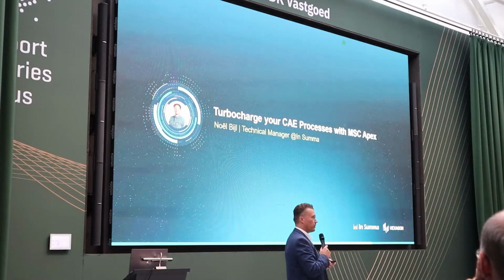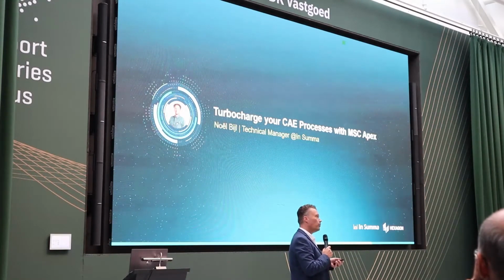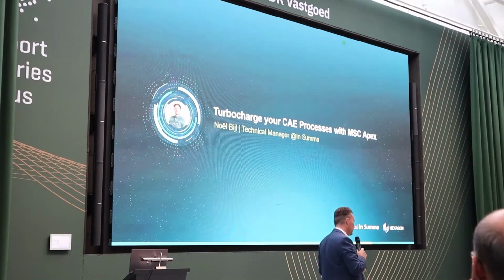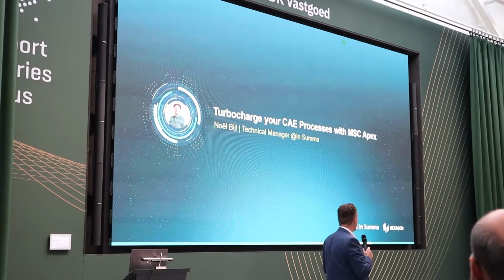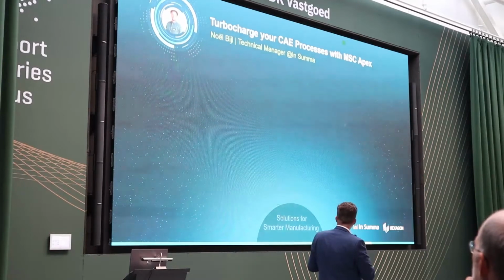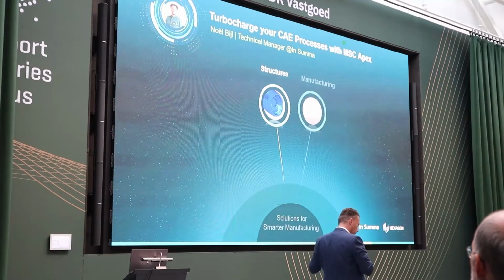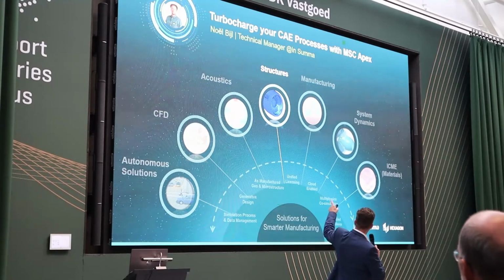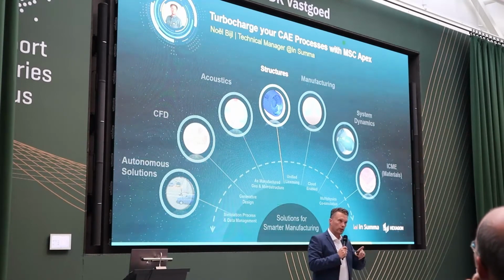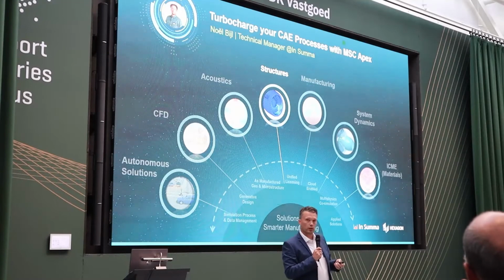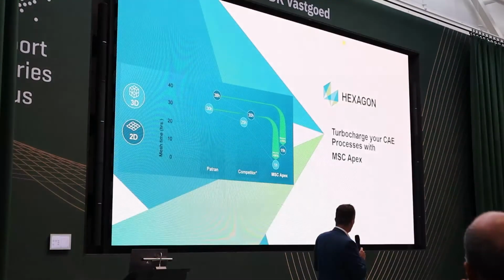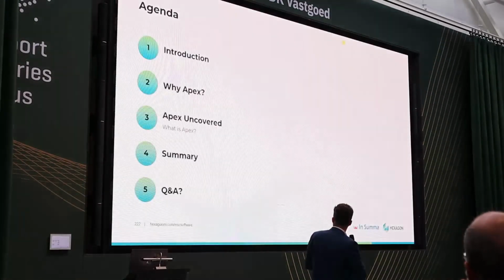We have a lot of pre-processors in our portfolio. Apex is one of them, and what is the distinction with Apex? It's really going to turbocharge the process. Where does Apex reside in the horizon of D&E? That's basically in structures. But Koen already presented something about Adams Modeler. Adams Modeler is also in Apex and helping you with turbocharging your process.